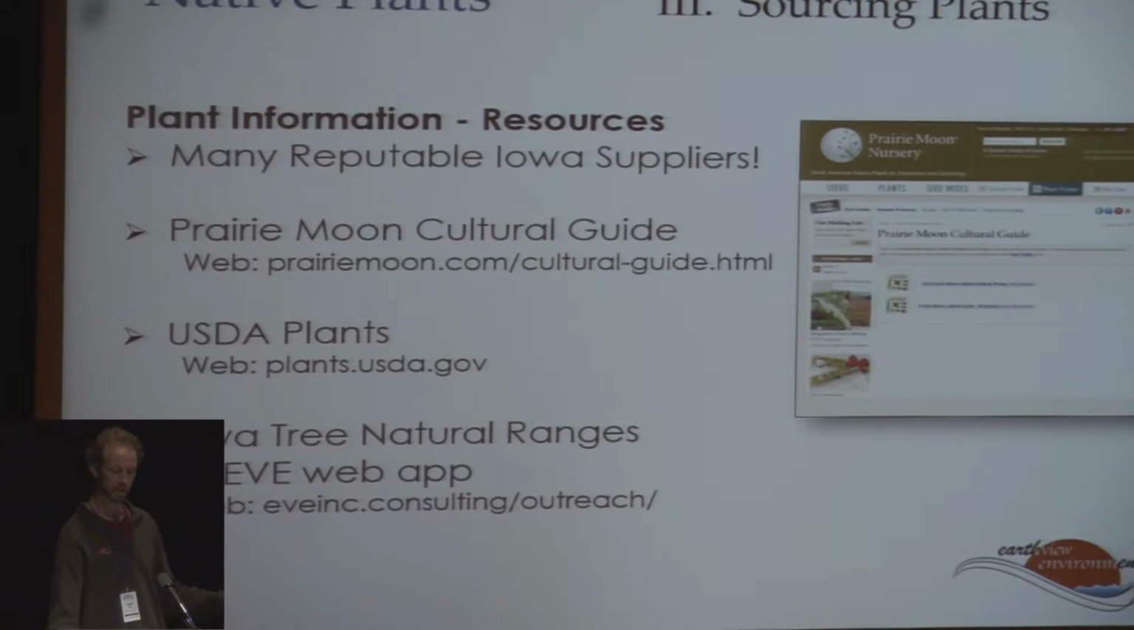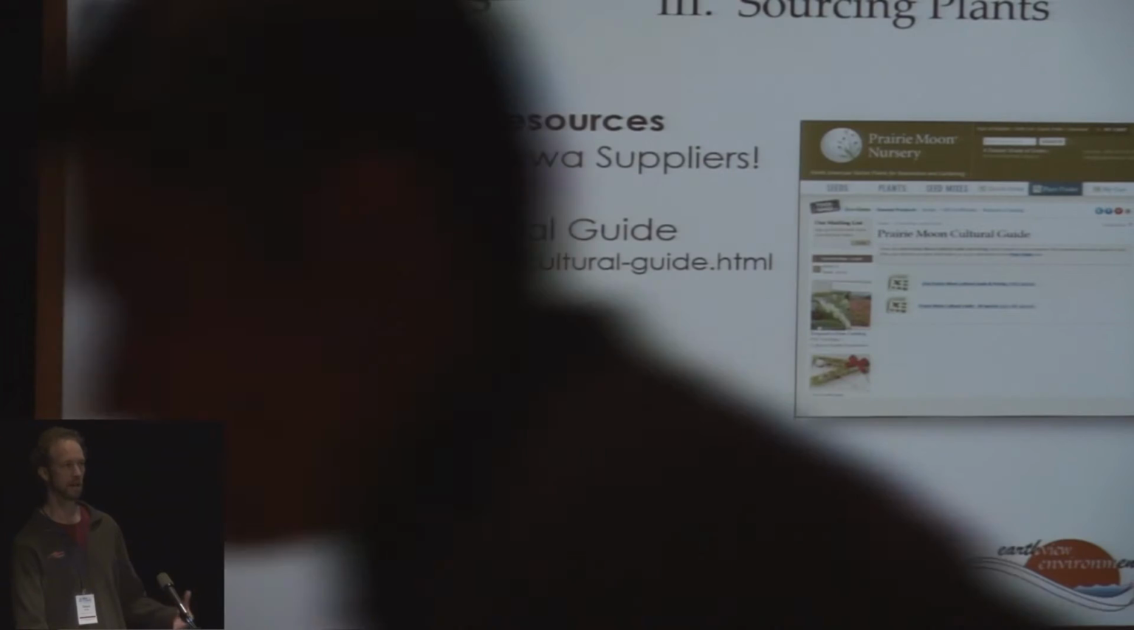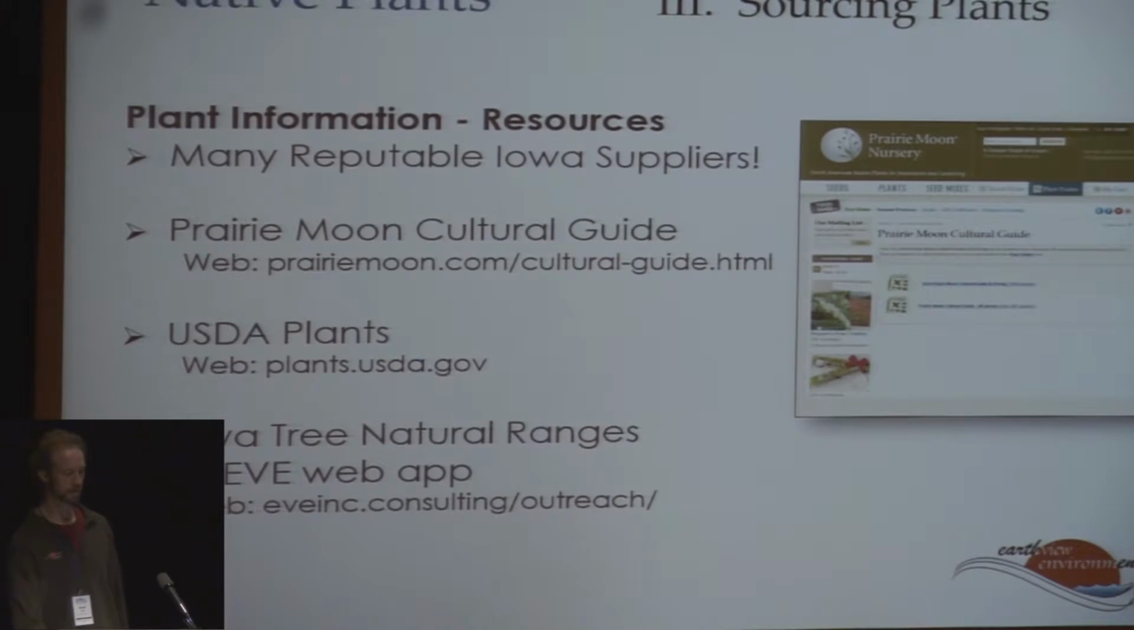So a couple of resources for sourcing plants. Again, find a reputable supplier. Prairie Moon in Minnesota has what they call a cultural guide, which is a spreadsheet of native plant information. It's phenomenal, it's free, and it's available. Check it out. USDA Plants is a good place for finding information on nativity, where plants are local to and where certain plants are introduced. And then our website, evink.consulting, has an Iowa Tree Natural Ranges web app, and you can use that to look anywhere in Iowa and get a list of native shrubs and trees for that area.